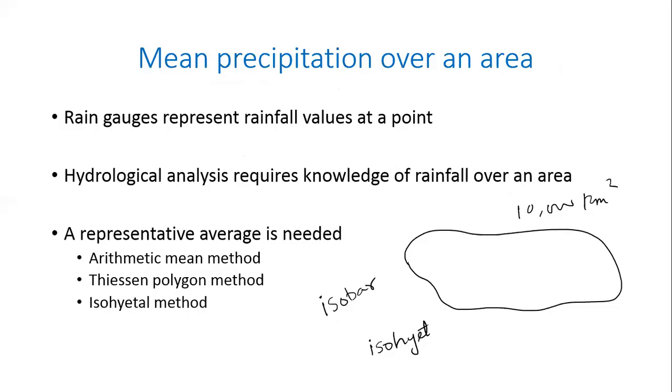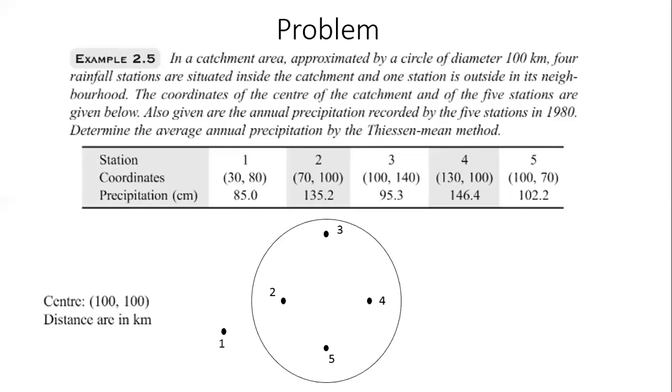So this Thiessen polygon method, it's just referred to as the Thiessen mean method in this example. It's giving you the coordinates of these locations. Location 1 has a coordinate of 30, 80. Location 2 is 70, 100. Location 3 is 100, 140, and all that.